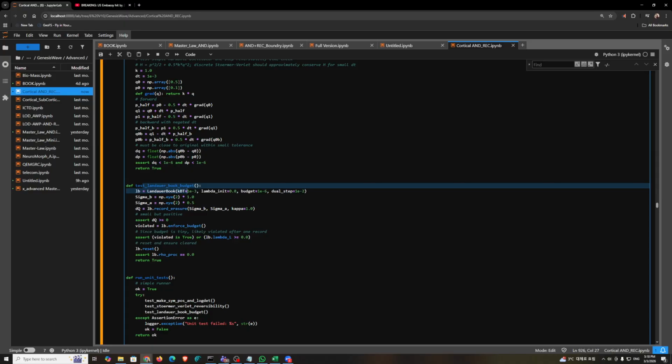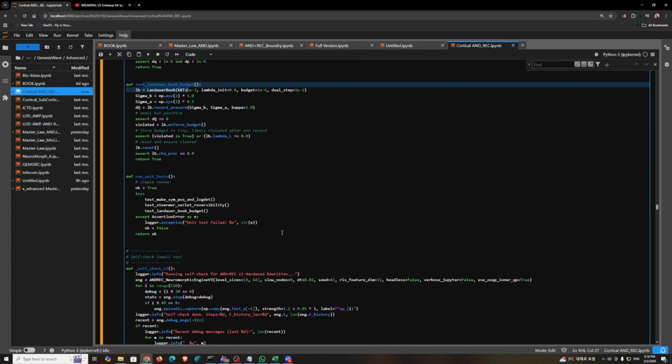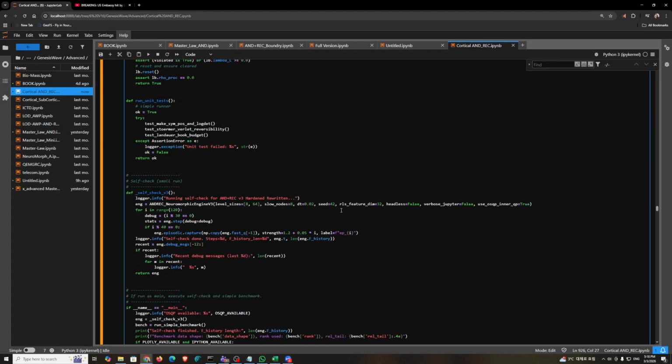So this is a foundational scaffold that can be built upon. Of course, we have some more advanced versions of this as well. I'm not showing too much because of the proprietary nature of the advanced versions, but I wanted to give you some idea of the type of systems that we're working on here.